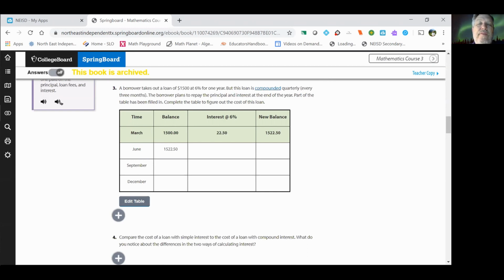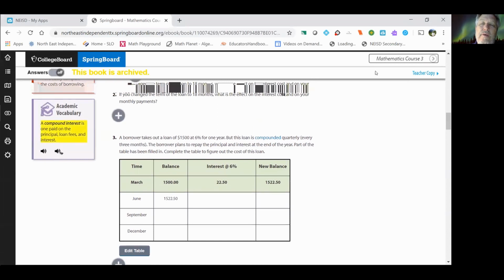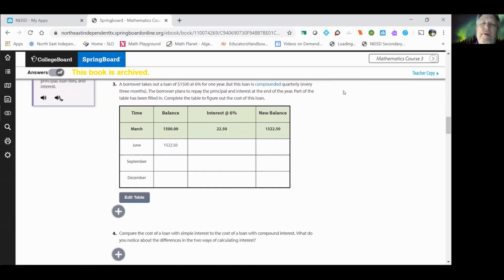Now remember, this is compounded. And we talked about some of the compounding before we went on break. This one is compounded, and what that means is you're paying interest on other interest. So you have a new balance, you're going to pay your interest on that. And of course this is our quarterly interest.